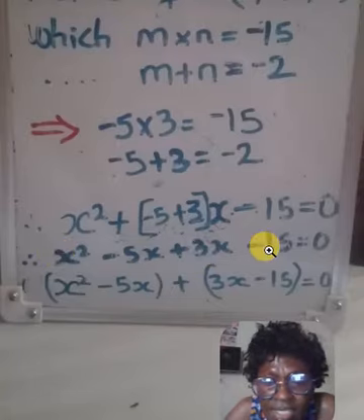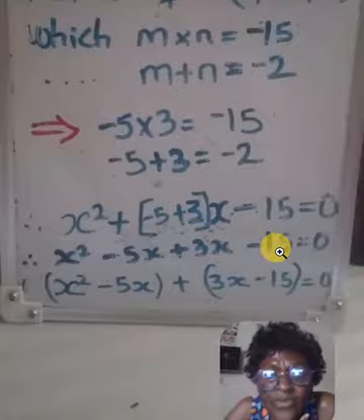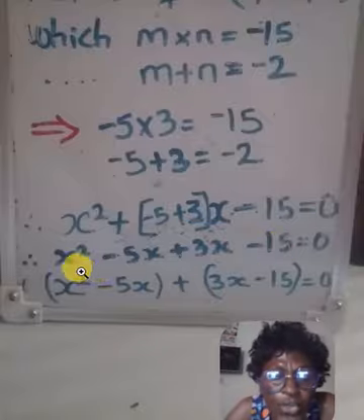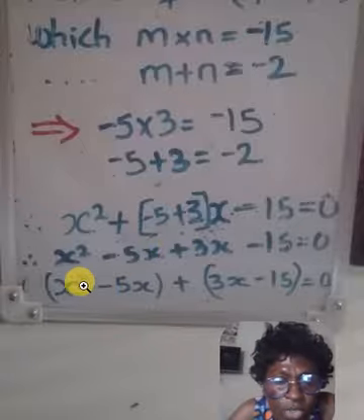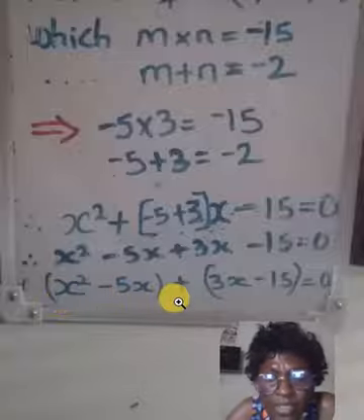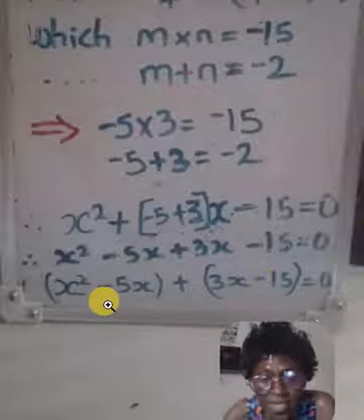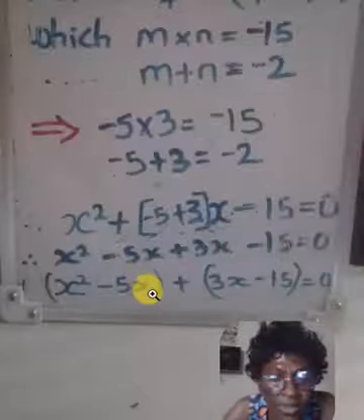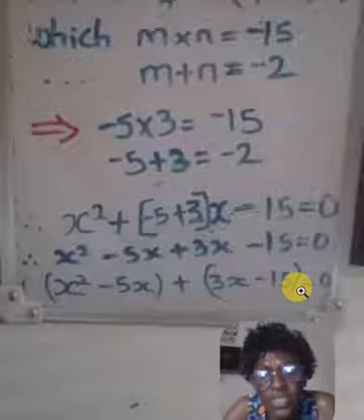This and this have something in common, that is 3. 3 into 15 gives us 5. So now let's group this portion, this one, this one. So here we have x squared minus 5x plus 3x minus 15, because like I explained earlier, they have something in common, so we group them. We group here also, which is equal to 0.